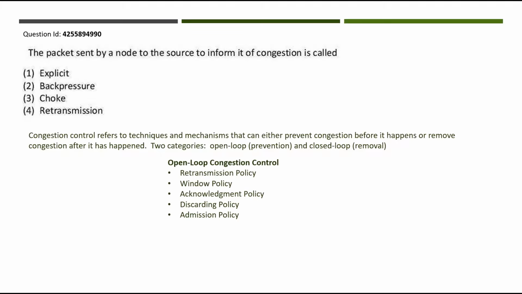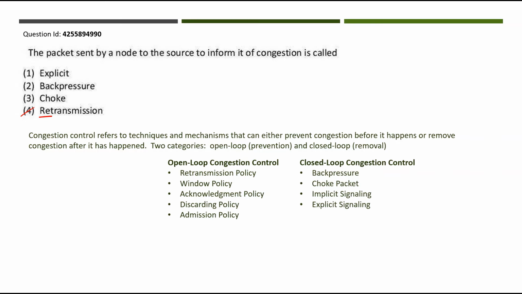In open loop congestion control, we have the following policies: retransmission policy, window policy, acknowledgement policy, discarding policy, admission policy. This option belongs to open loop congestion control. And when you take open loop, it is about prevention. Here they say the packet sent by a node to the source to inform it of congestion means congestion has happened. When there is some preventive policy, the congestion should not happen. If that is the case, then there is no need to inform it to the source. So from this itself we can rule out option number 4.